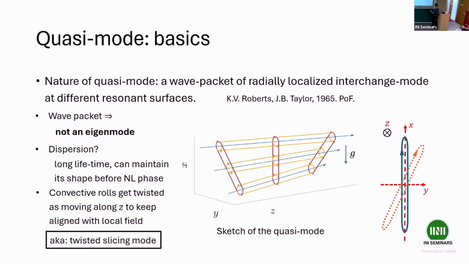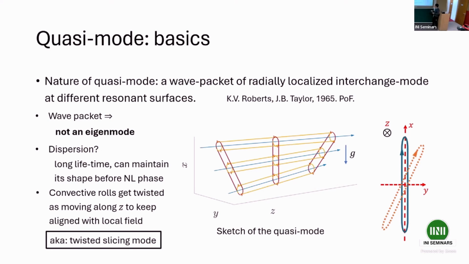For a wave packet, its eventual destiny is to disperse, right? But since these resistive interchange modes are highly degenerate, this quasi-mode has a very long lifetime. It can maintain its shape until it enters a nonlinear phase in which the linear theory breaks down.